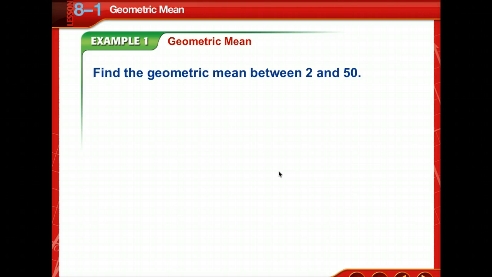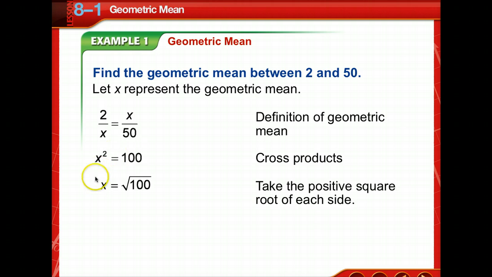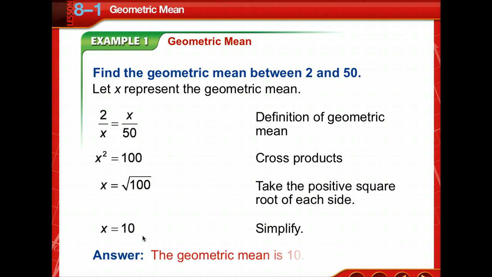So let's find the geometric mean between 2 and 50. If we let x represent the geometric mean, remember these are the means and these are the extremes, so we're going to set the extremes as 2 and 50. We have x squared, using our cross products, is equal to 100. Take the square root of both sides, so x is equal to 10. So the geometric mean is 10.